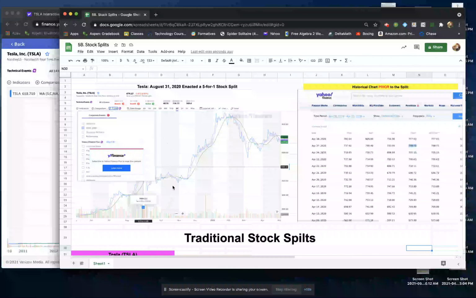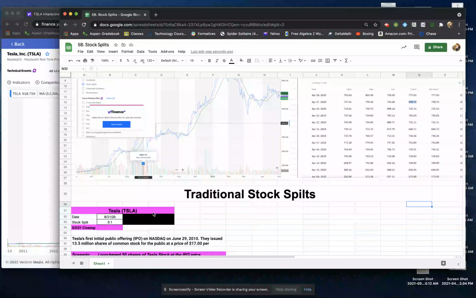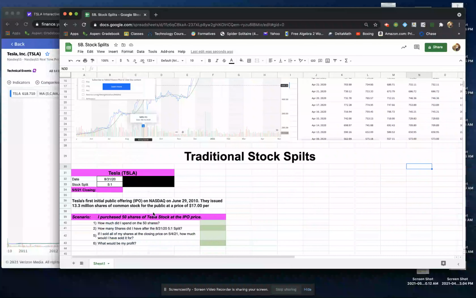Okay, so here's the Yahoo chart, and it's showing also the stock split of 5-for-1. So what we're going to do today is I started this little spreadsheet for you, traditional stock splits.